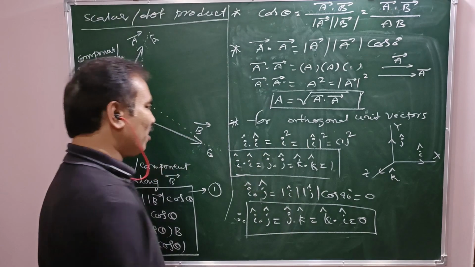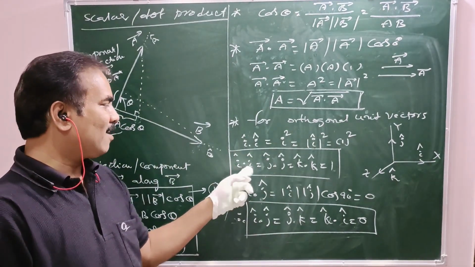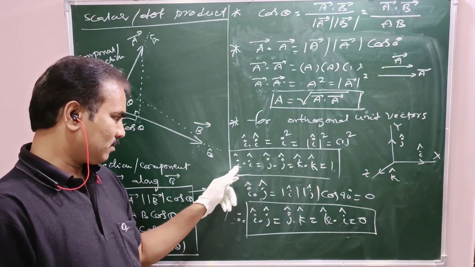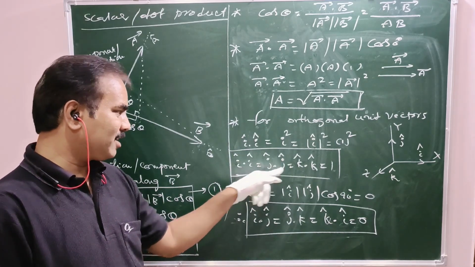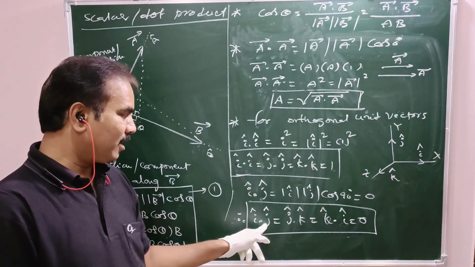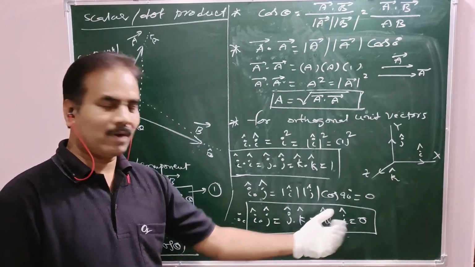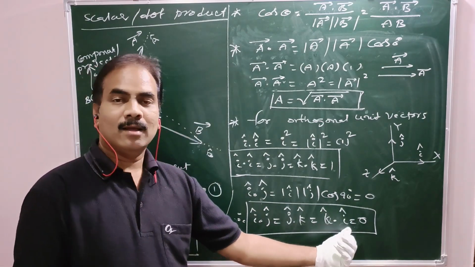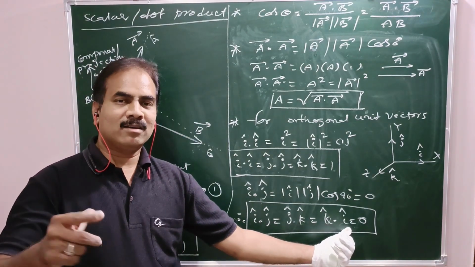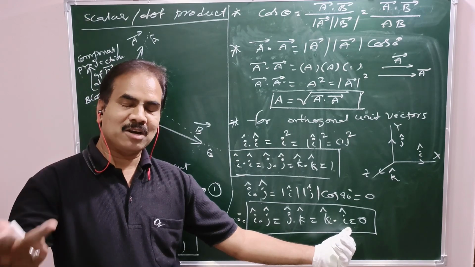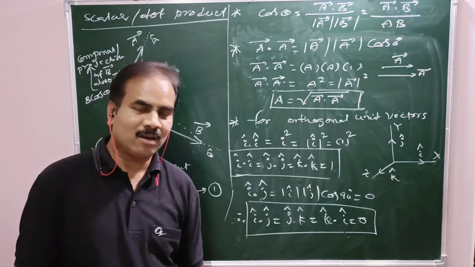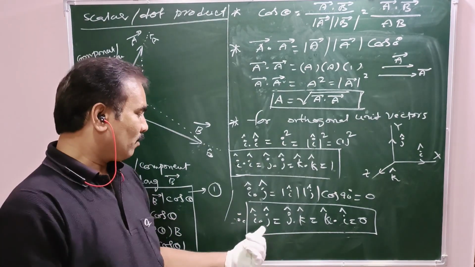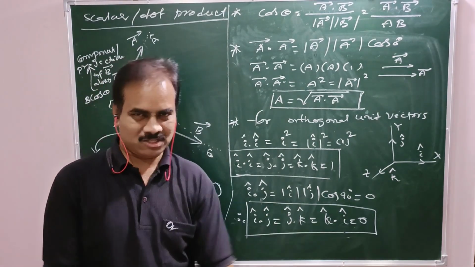So this is also an important relation. Once again, see, i dot i, j dot j, k dot k: the dot product of i dot i, j dot j, k dot k is 1. i dot j, j dot k, or k dot i is 0. Why? Because the angle between these two is 90, between these two is 90, between these two is 90. For orthogonal vectors, whether they are unit vectors or non-unit vectors, which means mutually perpendicular to each other, the dot product vanishes.